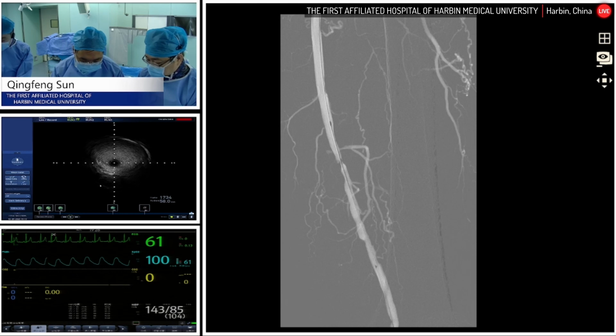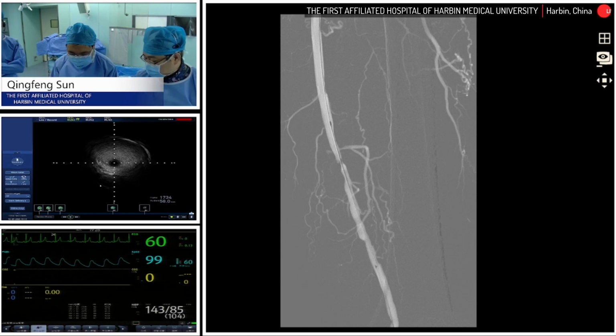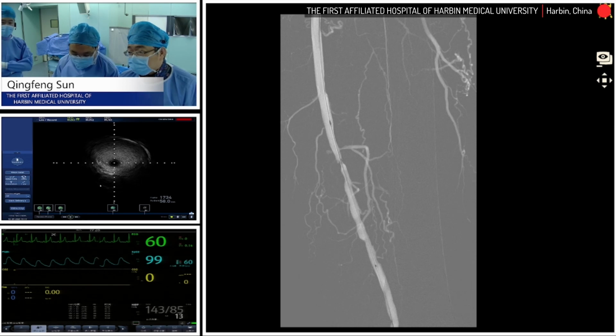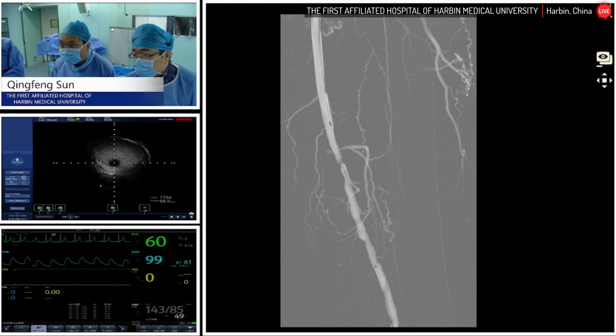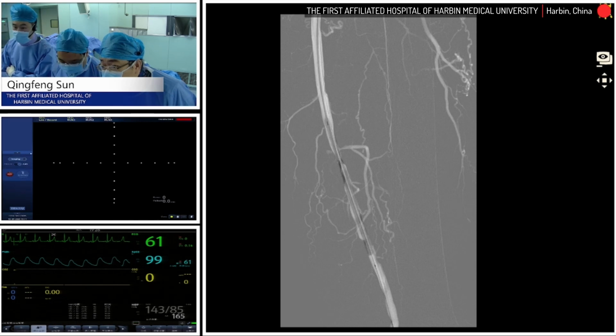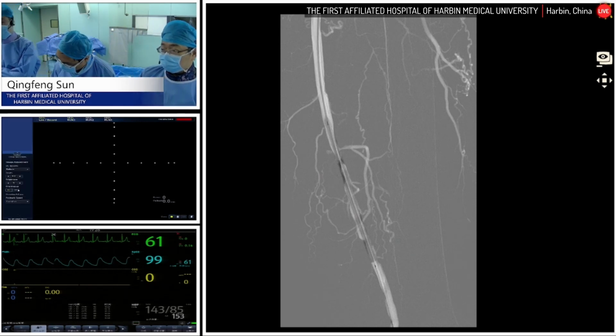The strategy of deciding the character of the lesion, the strategy of the vessel preparation, and the strategy of the final solution. So we can see the stenosis here by the ballooning. It's quite significant, huh?